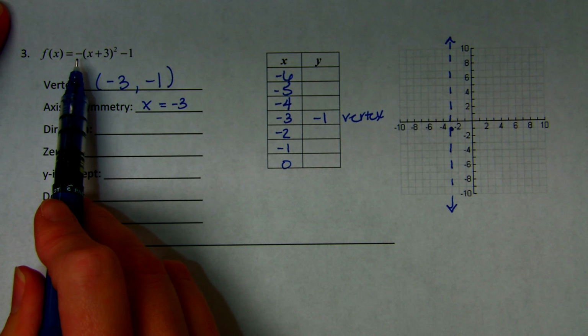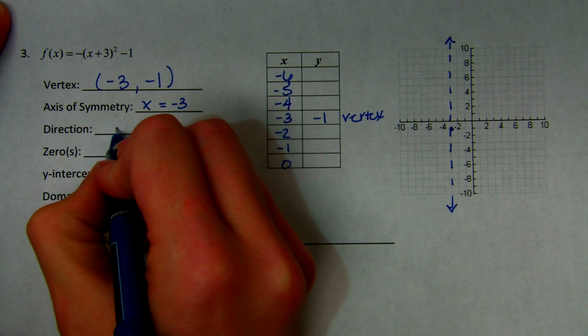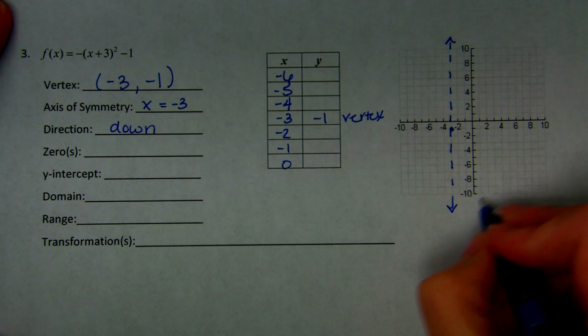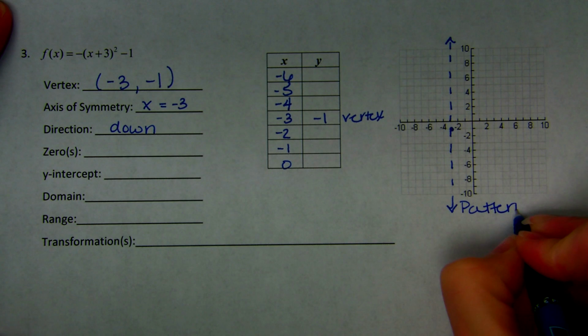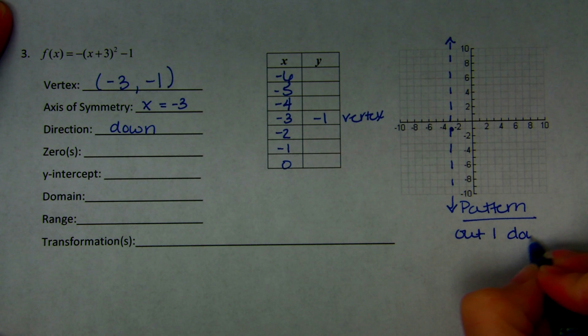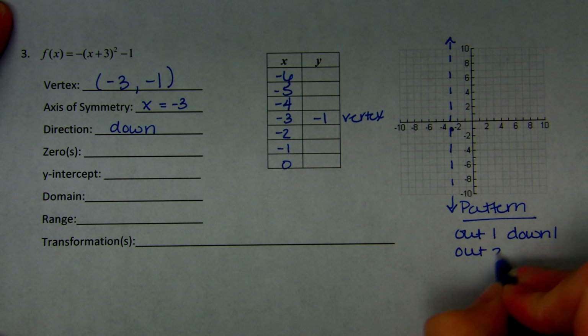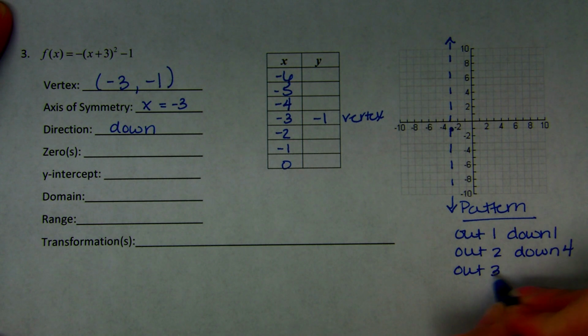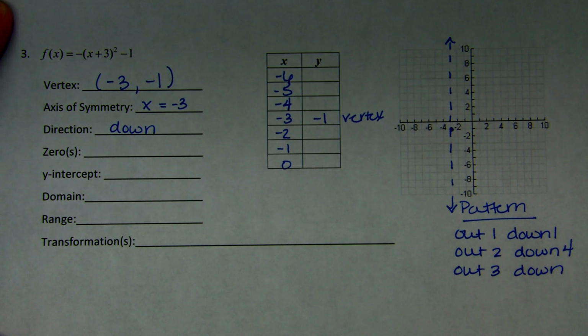Now, I have noticed that there's a negative out here in front of my equation. And that means that instead of opening up, we're going to open down. And what that means is that the pattern I will follow is going to be out 1, down 1, out 2, down 4, out 3, down 9. And so we're going to graph those points.